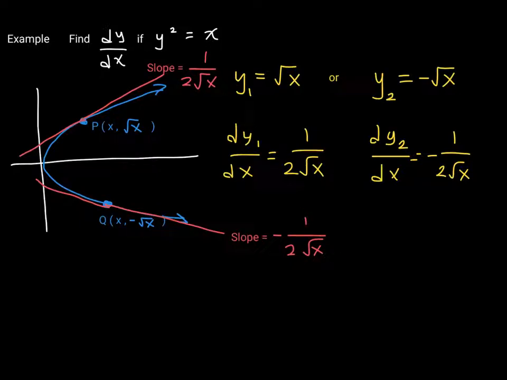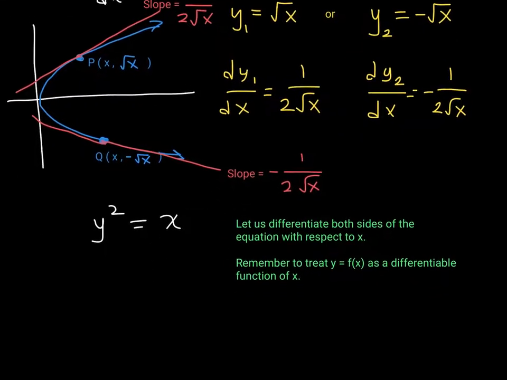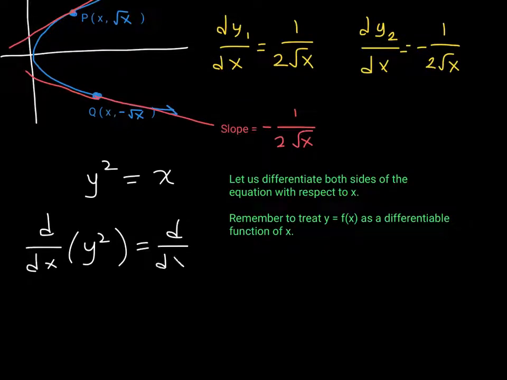So consider the following. This is the equation they gave us to start with. Let us differentiate both sides of the equation with respect to x. Now be careful, when we differentiate both sides, remember that we are treating y as a function of x. All right, so let's differentiate both sides. So it'll look like this. When I do the derivative of the left-hand side, I must find the derivative of the right-hand side.